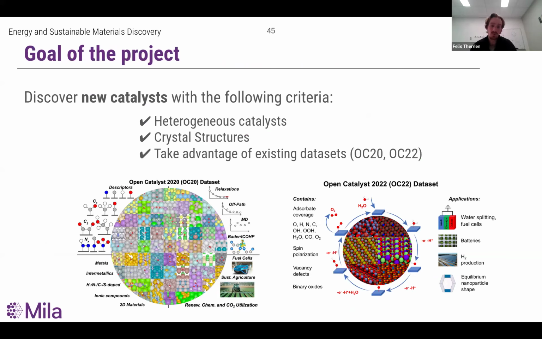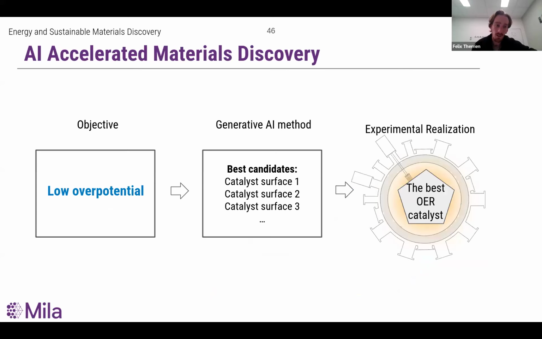We were using crystal structures, and we want to take advantage of existing data sets in this field, which are the Open Catalyst 2020 and 2022 data sets. So this is sort of our workflow. We have an objective, which is the overpotential, which is the amount of energy you have to put over 2.46 volts. We want to minimize that. That's our objective. We have a generative AI model that I'll talk about, and then hopefully that gets us to the best OER catalyst possible.